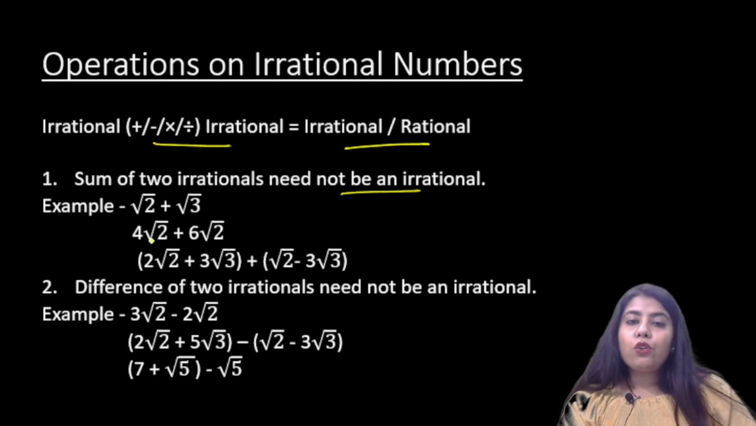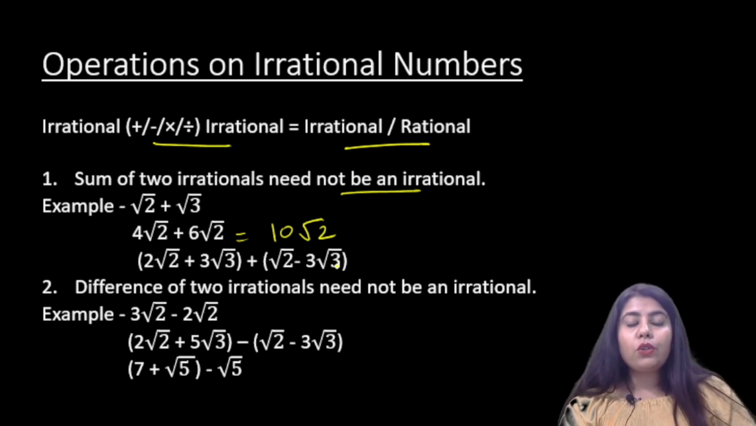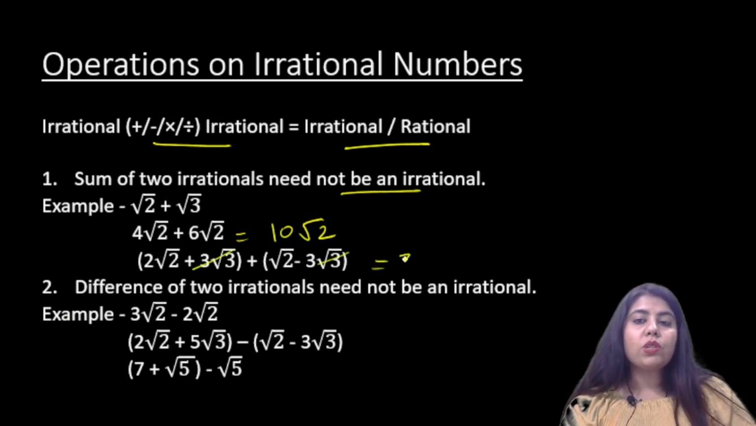Next is 4 root 2 plus 6 root 2. It is 10 root 2. It is also an irrational number. Next, 2 root 2 plus 3 root 3 plus root 2 minus 3 root 3. When we open it, this and this get cancelled out, and it is equal to 3 root 2.